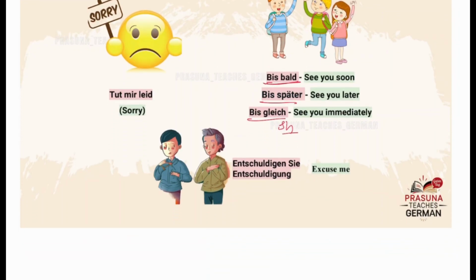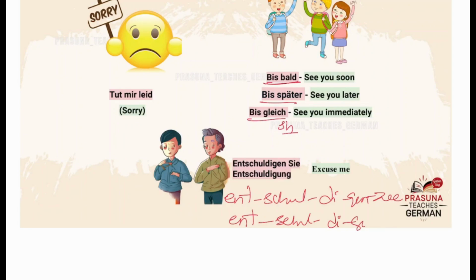Then how can I say excuse me? Go with Entschuldigen Sie, Entschuldigen Sie. And Entschuldigung. This is the way to say excuse me. Why do we have two expressions for the one? Entschuldigen is in the verb form. Entschuldigung is in the noun form. Okay, so Tut mir leid, bis bald, bis später, bis gleich, Entschuldigen Sie, Entschuldigung.